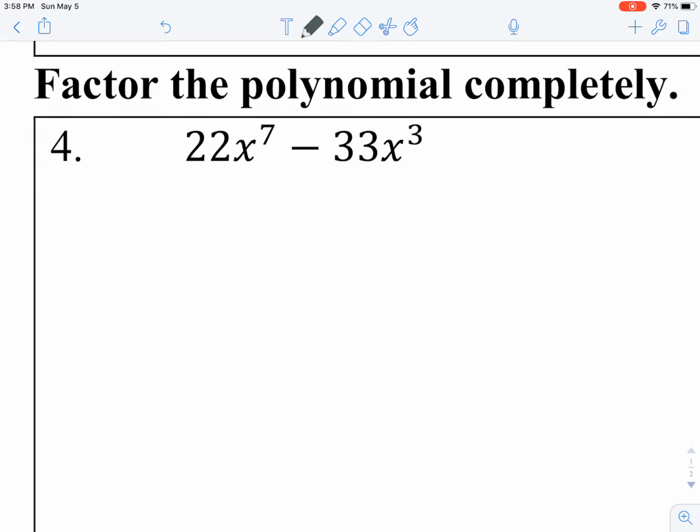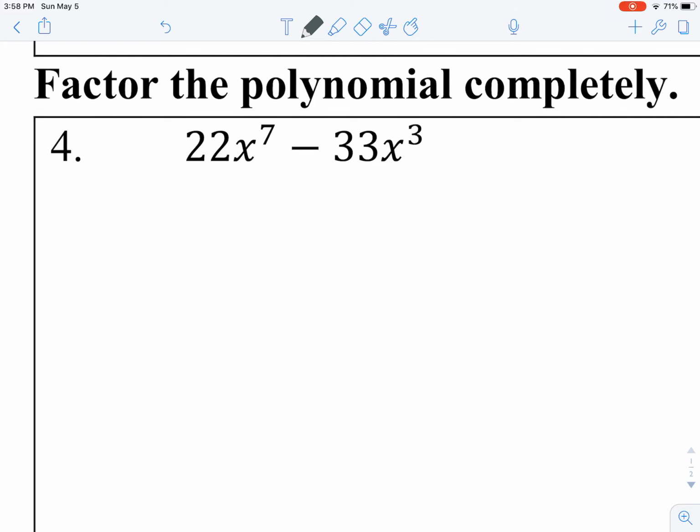In a situation like this one, when we're told to factor a polynomial completely, if it were a quadratic, we would want to factor it into two binomials. But first, what we always want to do is look for a greatest common factor. And the best way to describe a greatest common factor is if we break this all down and write it all out as its prime factors.